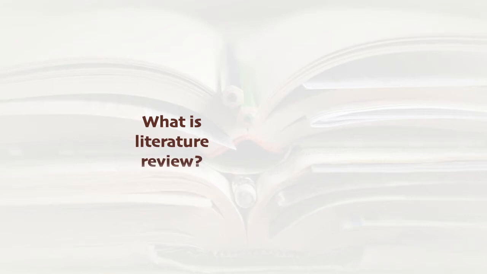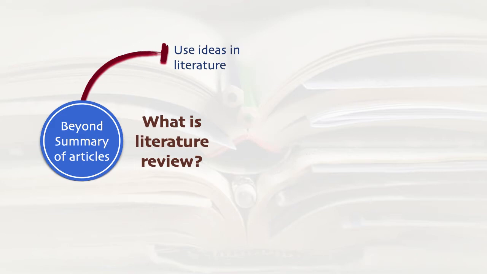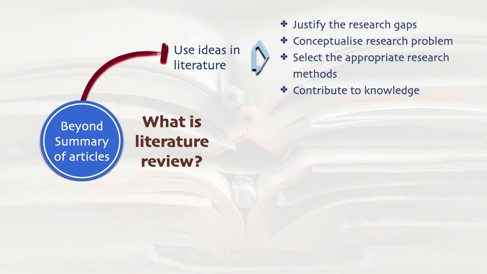A typical approach taken by new researchers when asked to do a literature review is to produce a collection of summaries of the articles they have read. But an effective literature review goes beyond summarizing the literature. A well-written literature review makes use of ideas in the literature to justify the research gaps, conceptualize the research problem, select appropriate research methods, and demonstrate the contribution to knowledge.